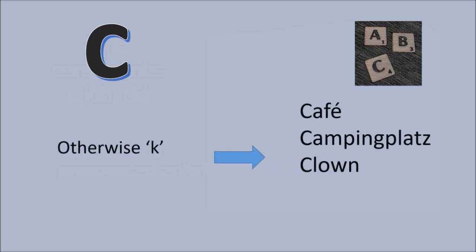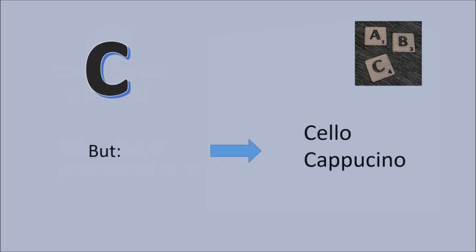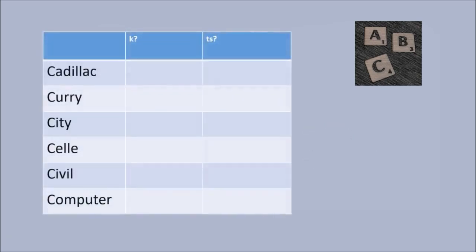Any other letters? It's just a K sound. Kaffee, Campingplatz, Clown. And these are most likely all foreign words. There is an exception. Some foreign words are pronounced differently. Cello, cappuccino. But they're clearly foreign words and not original German words. Your turn. Is it a K or a Ts? So K or Ts sound.